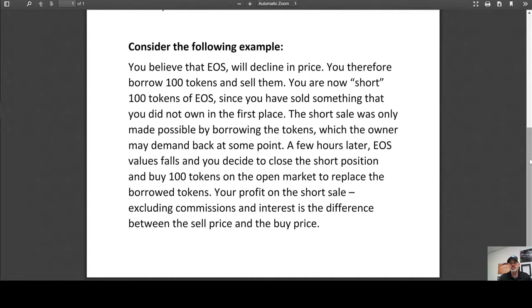Let's say you believe that EOS will decline in price. You therefore borrow 100 tokens and sell them. You are now short 100 tokens of EOS since you have sold something that you did not own in the first place. The short sale was only made possible by borrowing the tokens, which the owner may demand back at some point. Then a few hours later, EOS falls in value and you decide to close the short position and buy 100 tokens on the open market to replace the borrowed tokens. Your profit on that short sale, excluding commissions, is the difference between the sell price and the buy price.